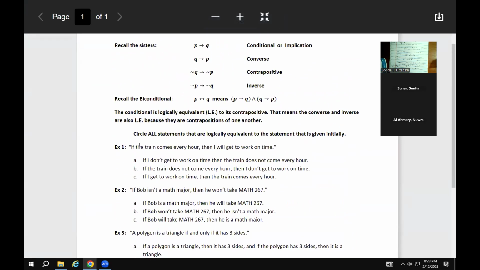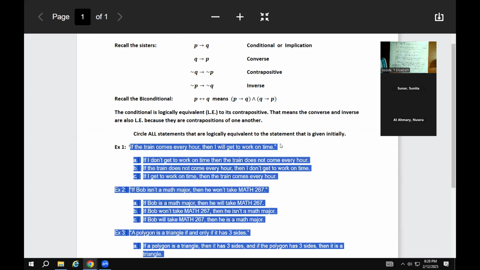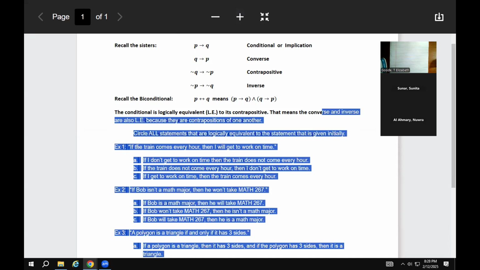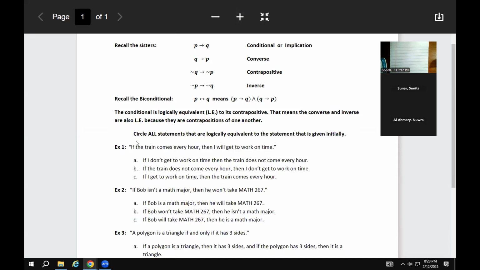So you made a key for example 1 to figure out if A, B, and C were logically equivalent to example one? Yes, I did all three, and I have what I came up with. So I was hoping I could share it with you and get some feedback. All right. So what's your key for example one? I used P for if the train comes every hour.